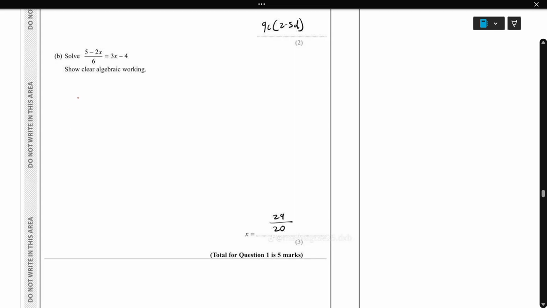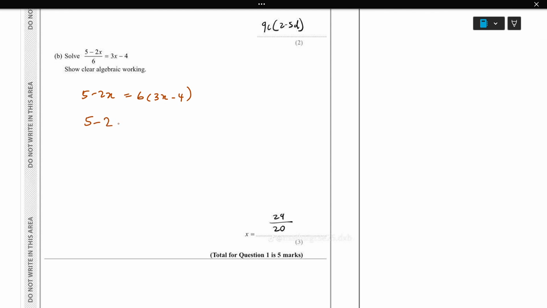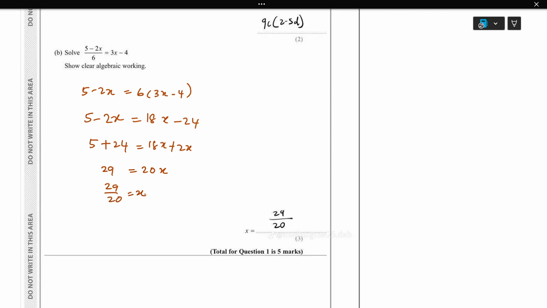Next part B. We are going to solve this. 5 minus 2x equal to, when I bring 6 to the right side, it is multiplication, 3x minus 4. So expand: 18x minus 24. Bring all x to one side and numbers to the other. So 24, I'll bring to the left side, it becomes plus 24, and 18x plus 2x, which gives 29 equal to 20x. So 29 over 20 equal to x. That's the final answer here.